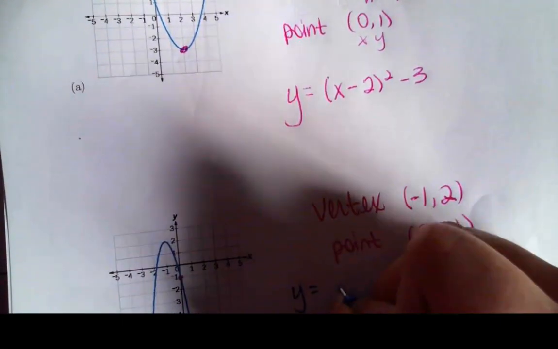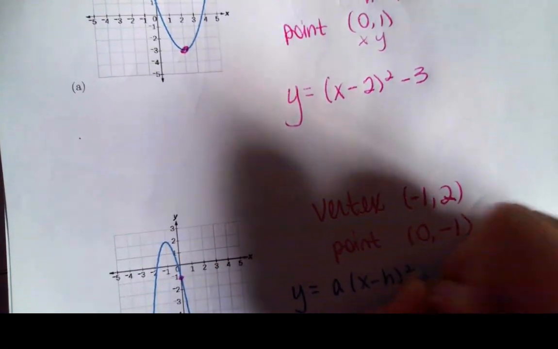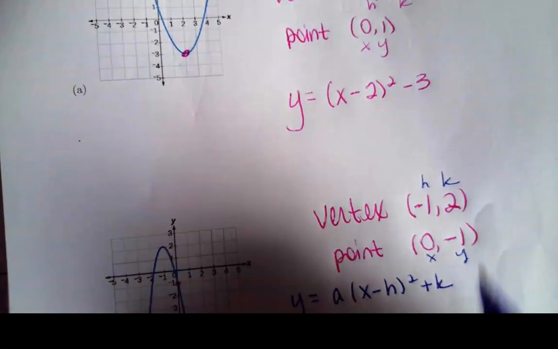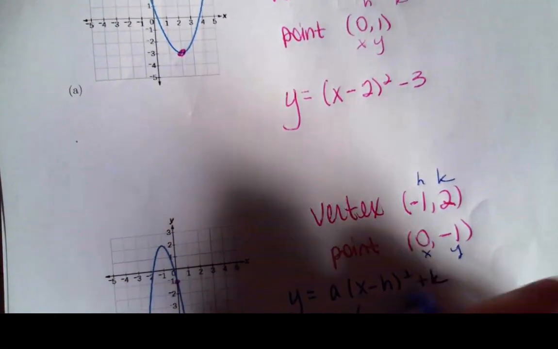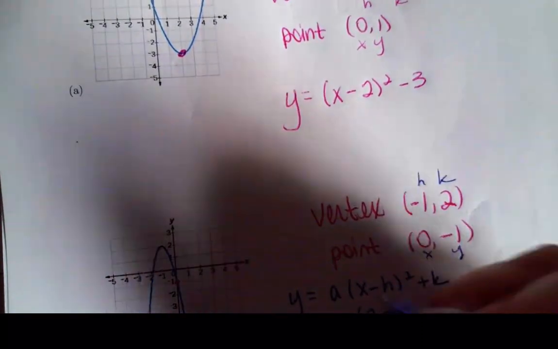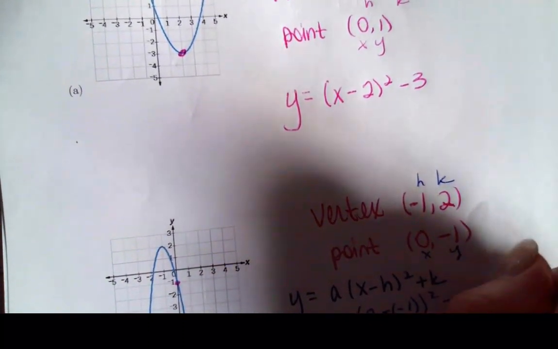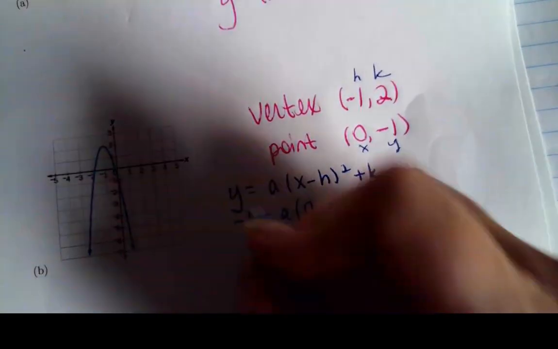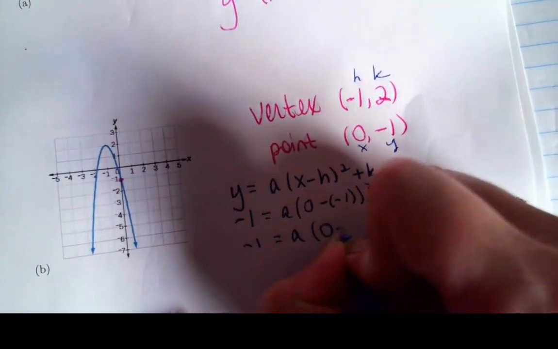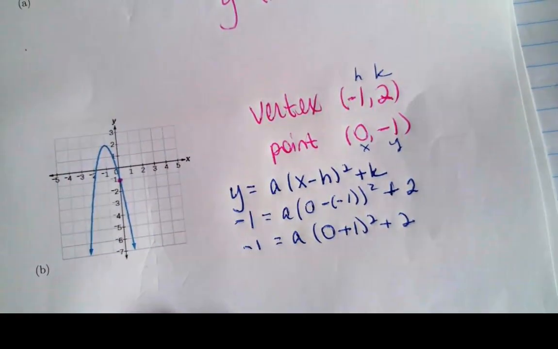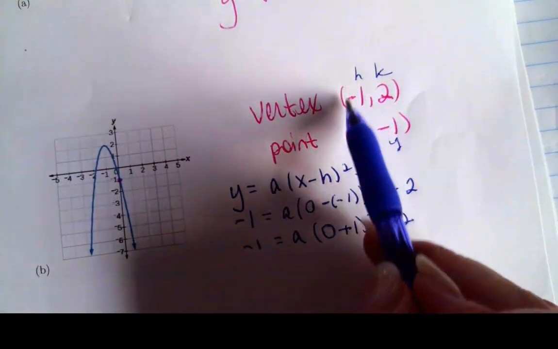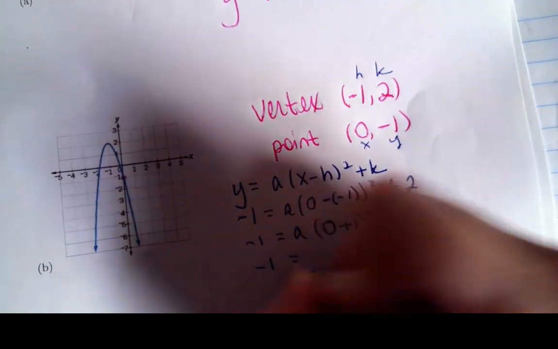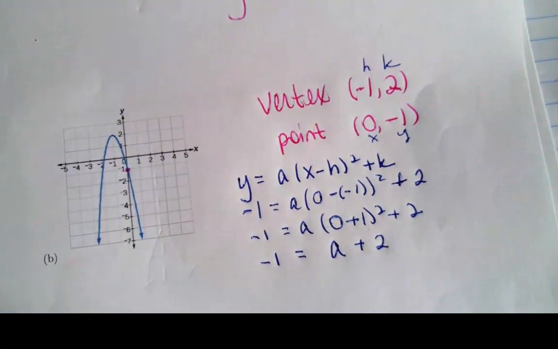So I have y equals A times x minus h squared plus k. So here's an xy. My vertex is my hk. So -1 equals A. My x is 0 minus my h is -1 squared plus 2. Okay. So notice what I said because I keep saying this. That gives me 0 plus 1 squared plus 2. Notice my vertex had an h of -1. It turned it into a plus 1. So that gives me -1 is A plus 2.